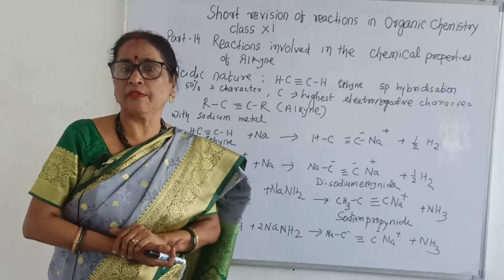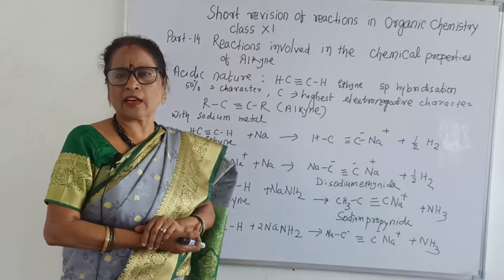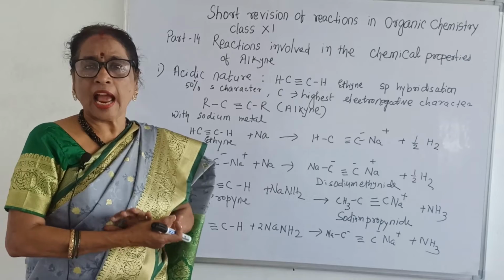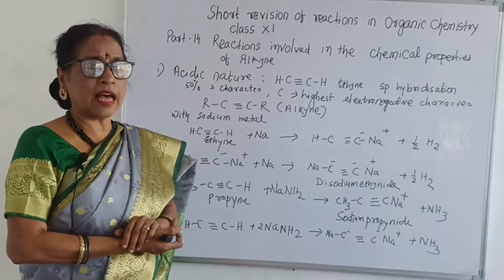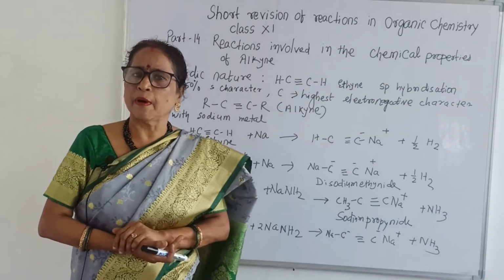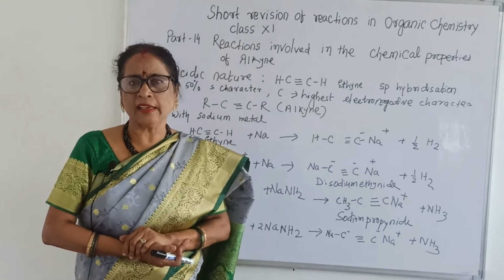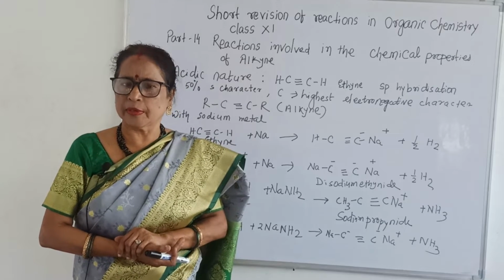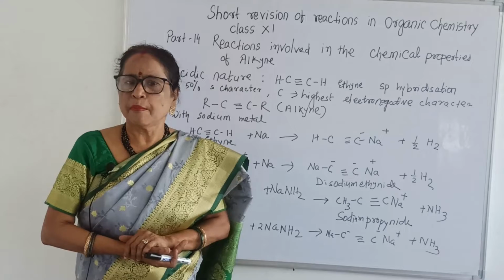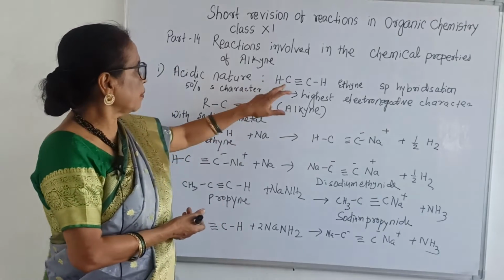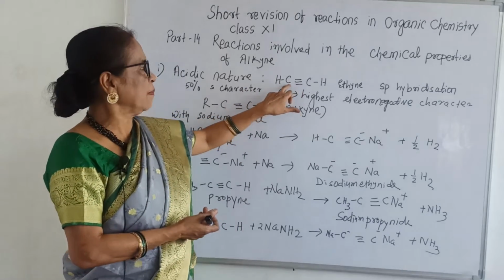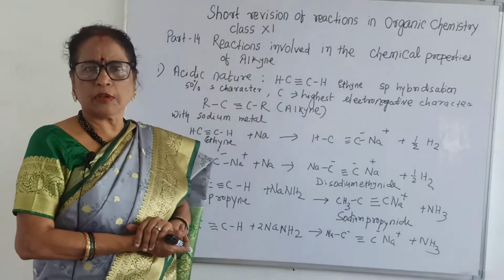What are the reactions involved? So many reactions are there according to the nature of the alkyne and the triple bond of alkyne. What is alkyne? Alkyne means triple bond. That means it is an unsaturated hydrocarbon which contains three bonds, that is a triple bond. Out of the triple bond, what are the bonds? One is sigma, the other two are pi bonds.